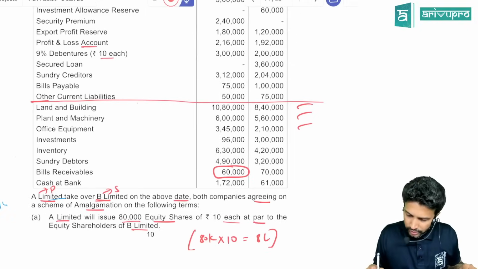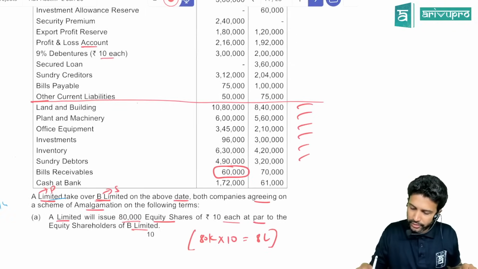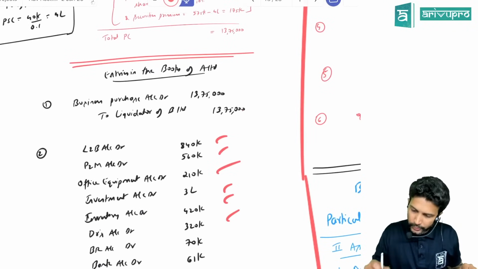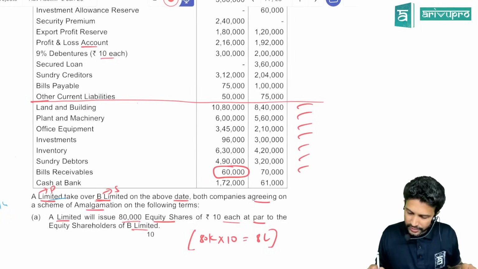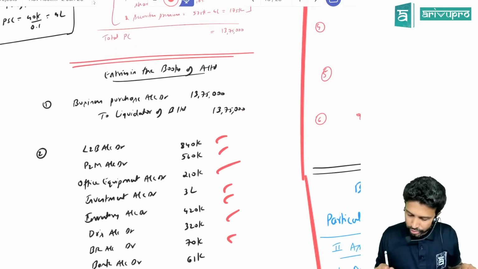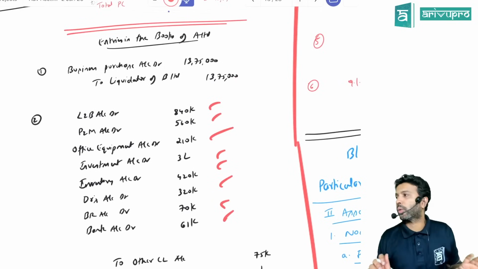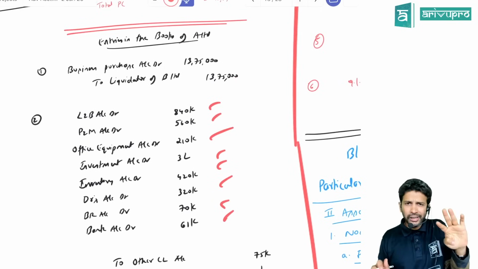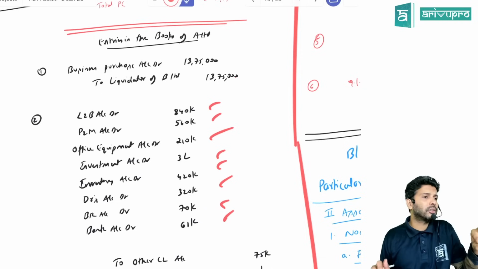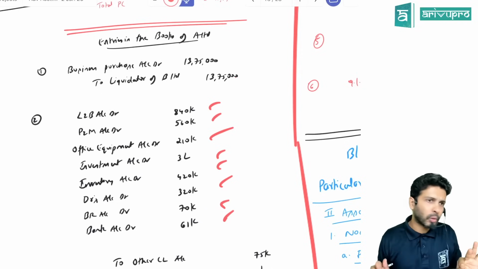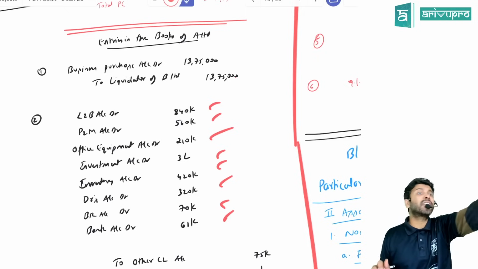Then 3 lakh, 420, 320. Then next 70,000 and 61,000. Updated all assets, what they have given in the question, we have taken over. All assets debit one by one. To what? All liabilities debit one by one, as well as reserves and surplus debited one by one. And the balancing figure is nothing but your general reserve.